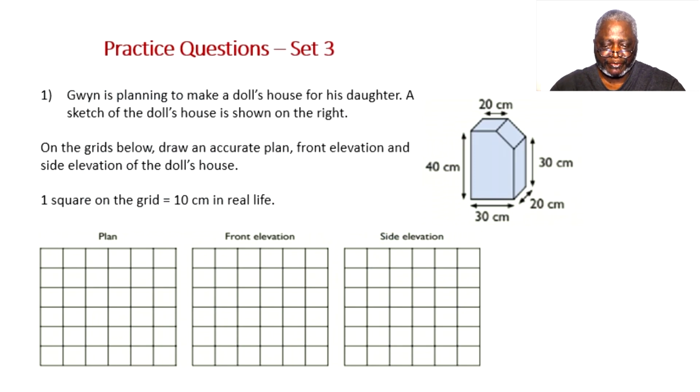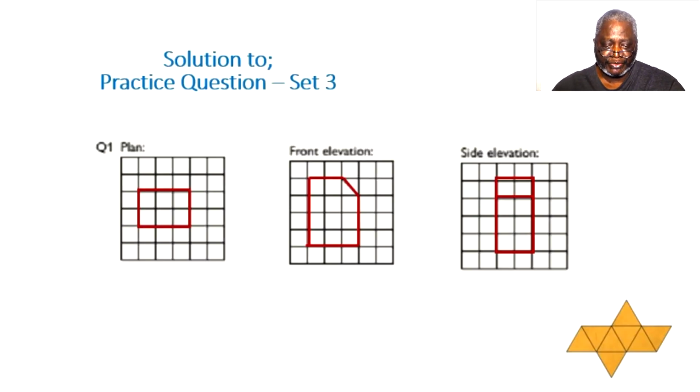Practice question set 3. Gwyn is planning to make a doll's house for his daughter. A sketch of the doll's house is shown on the right. Draw an accurate plan, front elevation and side elevation of the doll's house. You've got 3 squares, so use 3 pages or maybe divide a page in your exercise book and see if you can do the 3 different views. Okay? And these are the solutions.